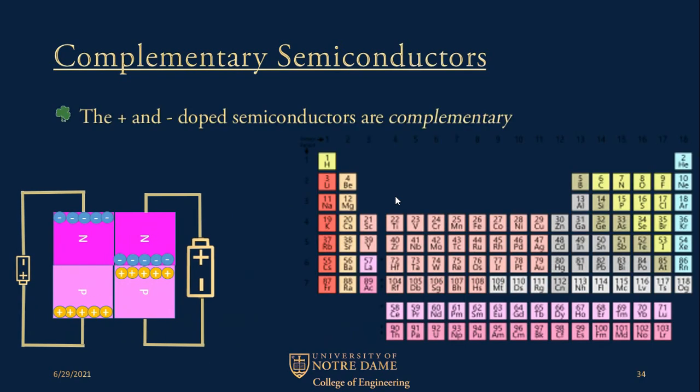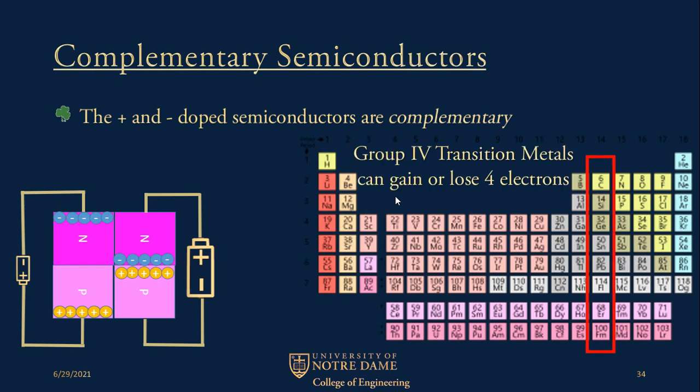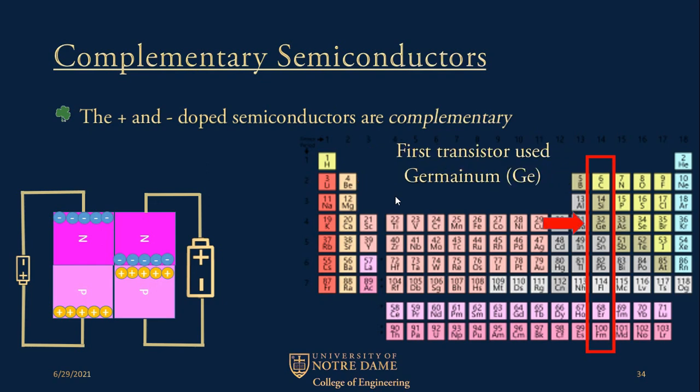And we see that the positive and negative doped semiconductors are complementary, which is where the complementary metal oxide semiconductor from CMOS gets its name. And we see that the group 4 transition metals, silicon and germanium, can gain or lose 4 electrons. And the first transistor used germanium, but modern transistors typically use silicon.